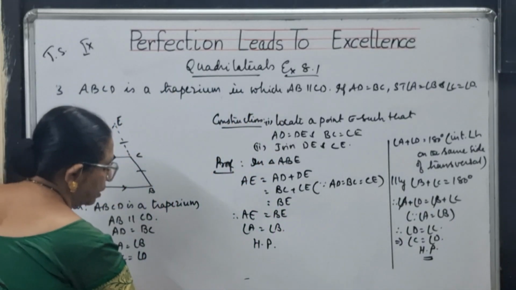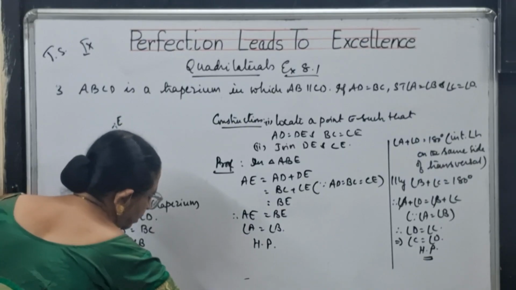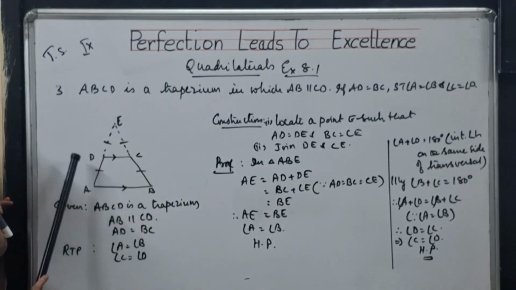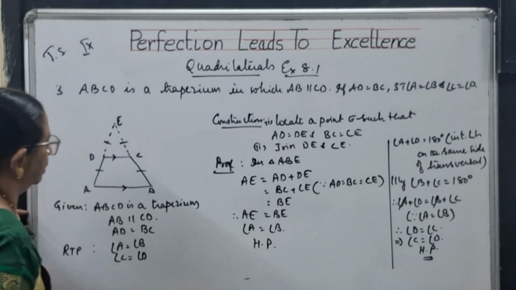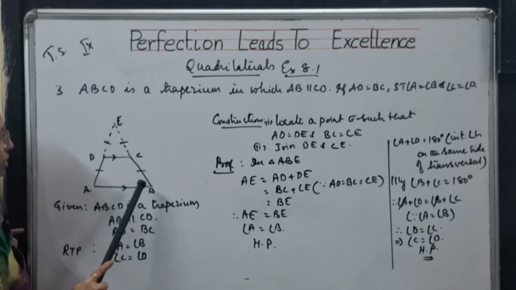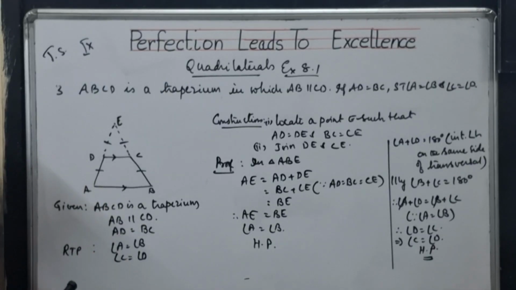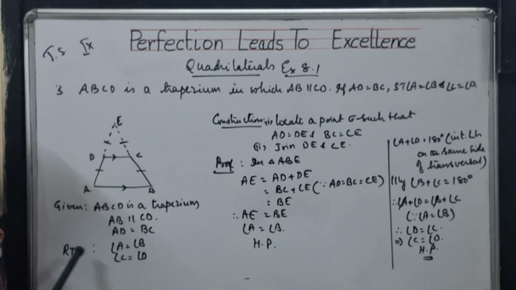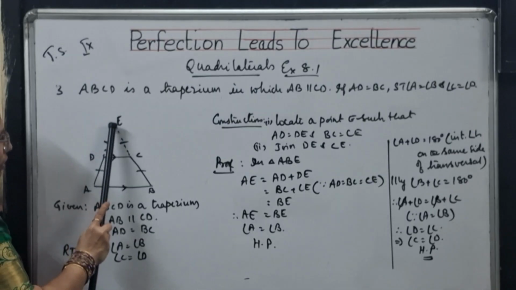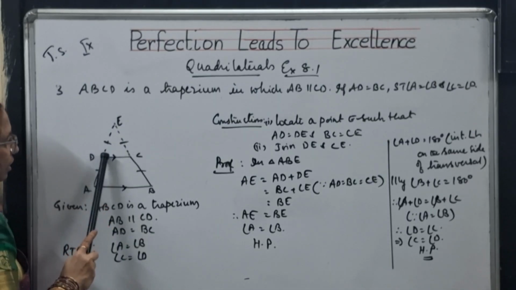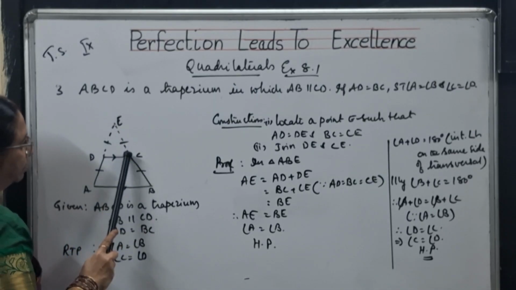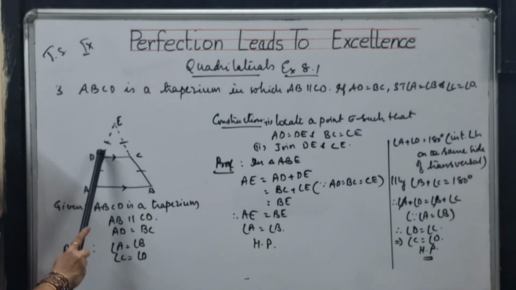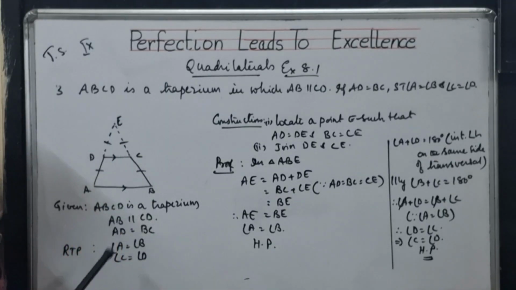So once again, let us see. They have given ABCD is a trapezium. They have given AB is parallel to CD and AD is equal to BC. You need to prove angle A is equal to angle B, angle C is equal to angle D. Now, what is the construction here? You have to locate a point E such that AD is equal to DE and BC is equal to CE. And you have to join ED and EC.